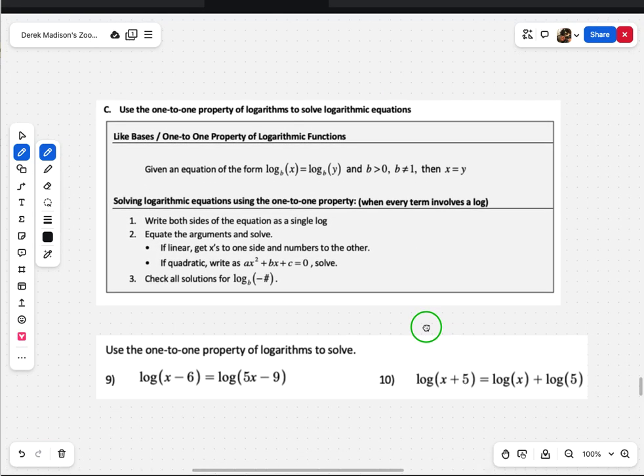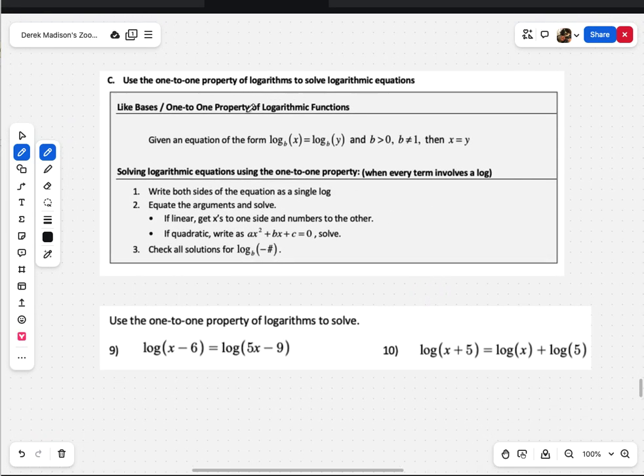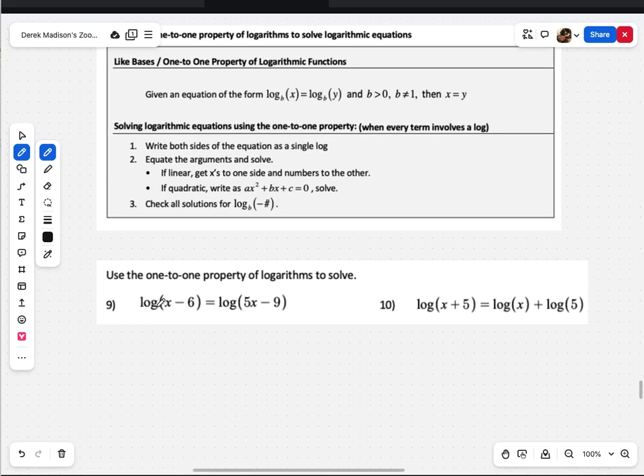So next up is log equations, and we also have a one-to-one or basis property for logs, which this first example pretty much shows. If I have log of this thing equals log of that thing, the only way those can be equal is if those arguments are equal.